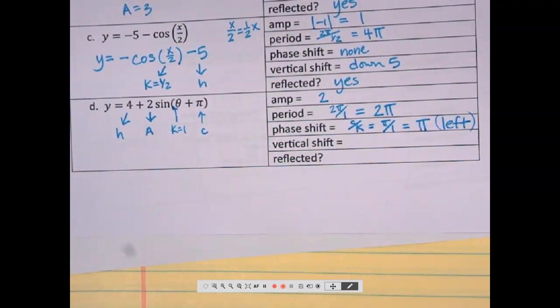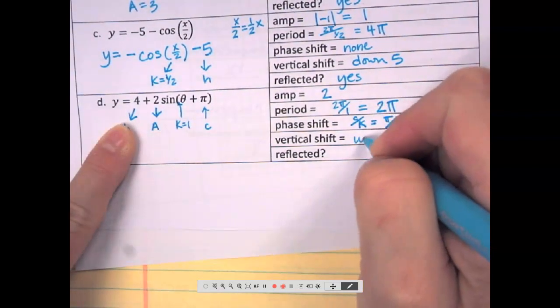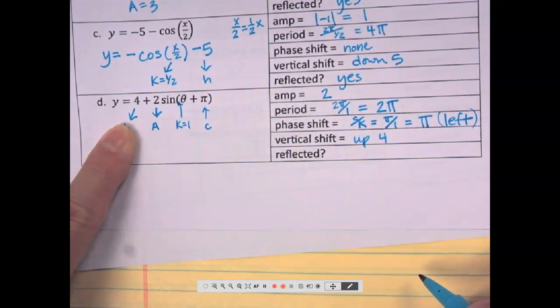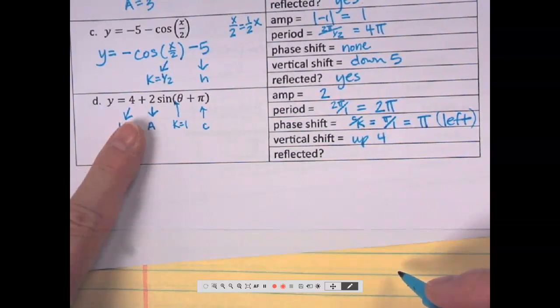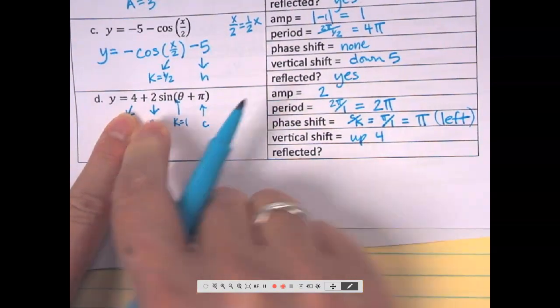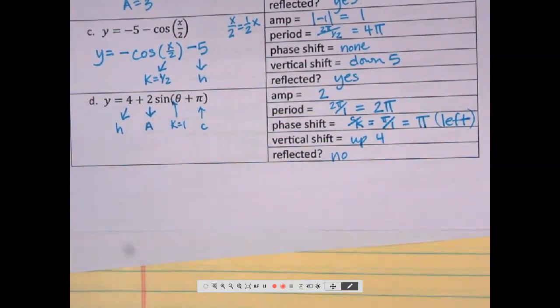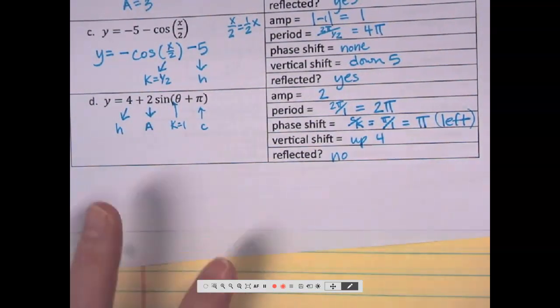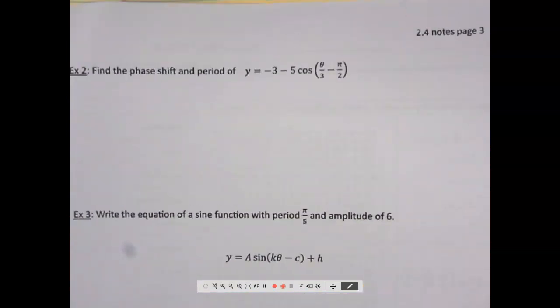Okay, do I have a vertical shift here? Yeah, that positive 4 is going to shift everything up 4. Is it reflected? How would I know? That lead coefficient would need to be negative, so this is not reflected. Yes. Alrighty.